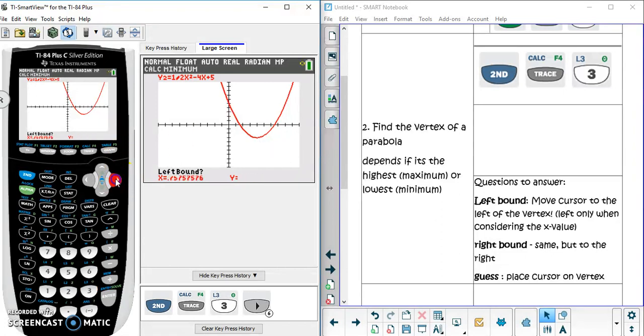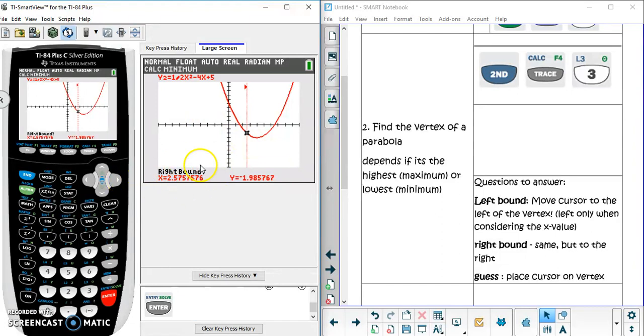So I always start with my cursor on the vertex. If it wants to know where's a little bit left of there, so it wants a left boundary, I go to the left. When I hit enter on my calculator, it gives me a dotted line. Some of your calculators might just put that triangle. But this is a boundary to the left-hand side of my vertex. I'm telling the calculator, don't look anywhere past here. It's not going to be there. So I've narrowed down the domain, or the amount of x values that it needs to search.